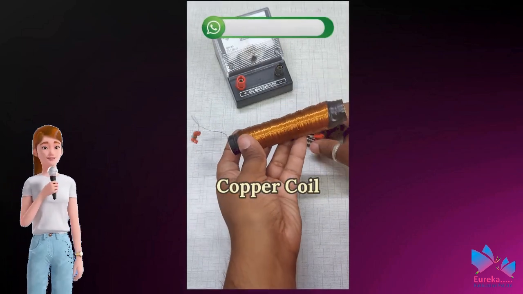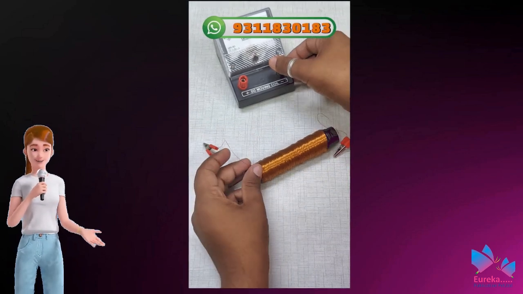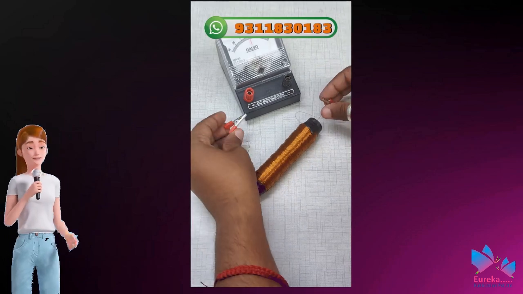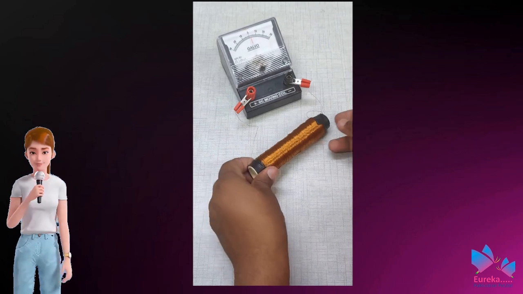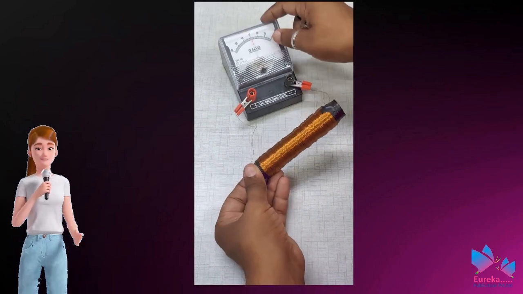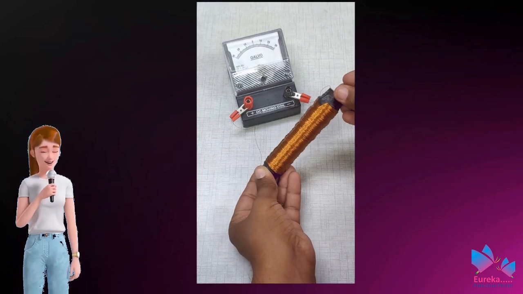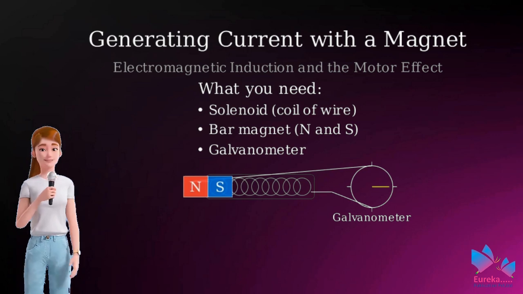First, connect the ends of the solenoid to the galvanometer to make a closed circuit. Here is our setup: a coil connected to a galvanometer and a bar magnet near the coil. We will push and pull the magnet to see the needle move. First, quickly push the north pole into the solenoid. Watch the galvanometer. The needle deflects to one side. When the magnet stops moving, the needle returns to zero.